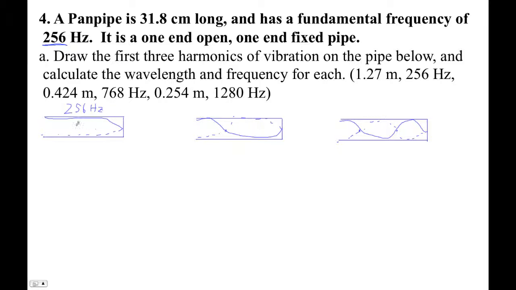Okay. So let's do a calculation here, right? We also know that this pipe is 0.318 meters long. Okay. So let's figure out the wavelength just for fun. We already know the frequency, right? The frequency is 256, right? But we got to figure out the wavelength. So this is 1/4 wavelength. So 0.318 is 1/4 of the wavelength. And so we're going to find the wavelength. 0.318 times 4 is 1.272.